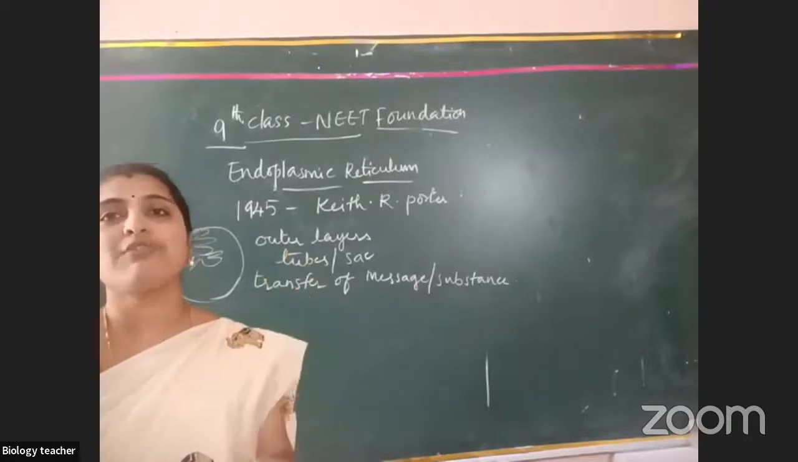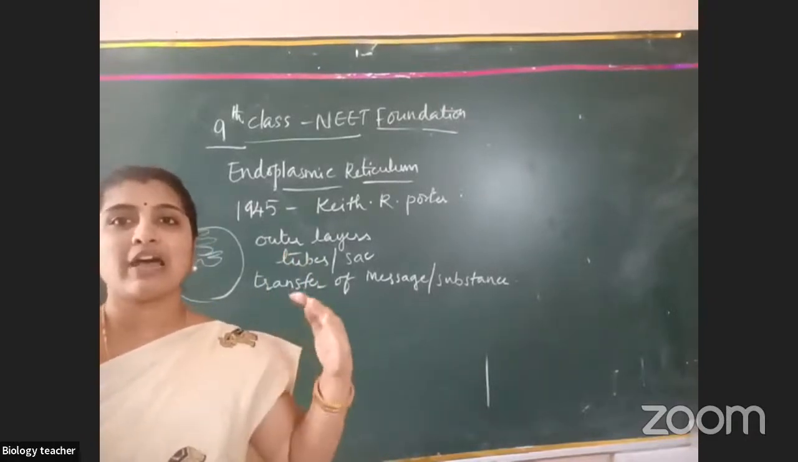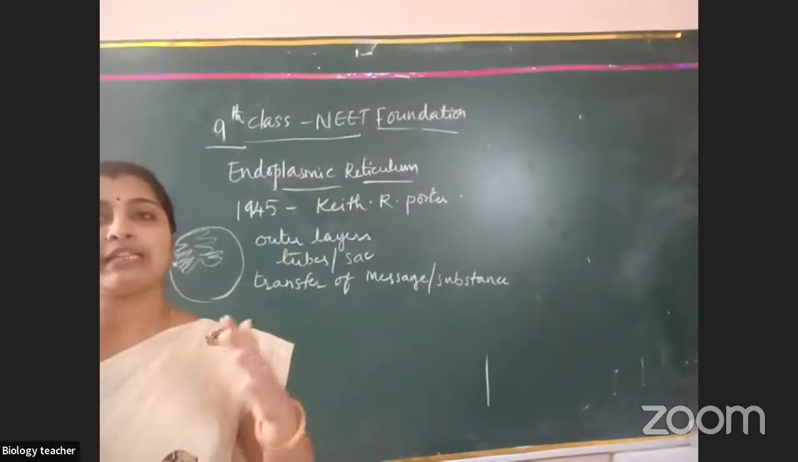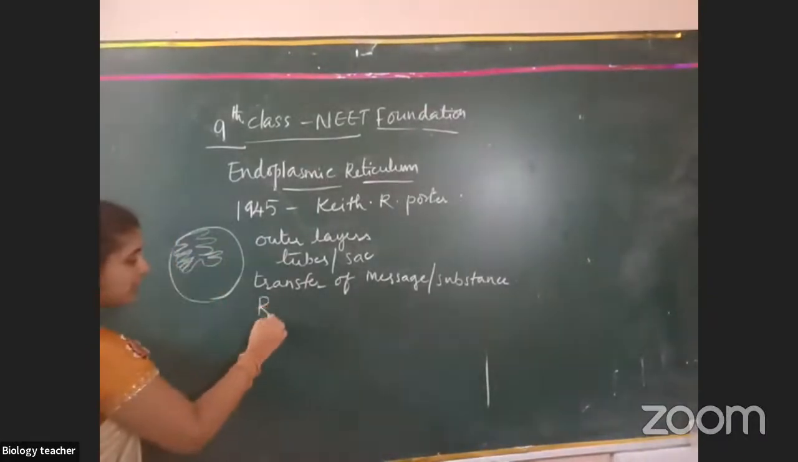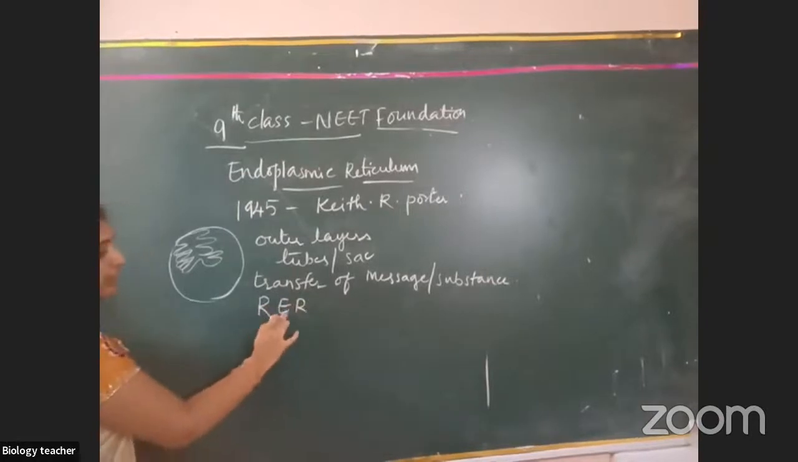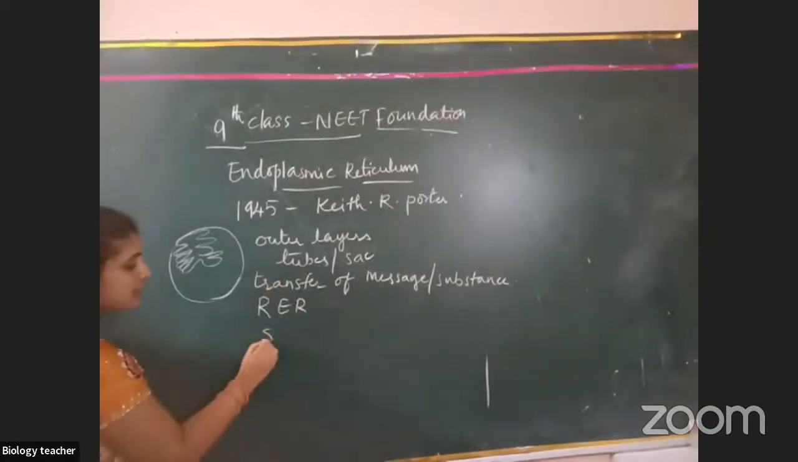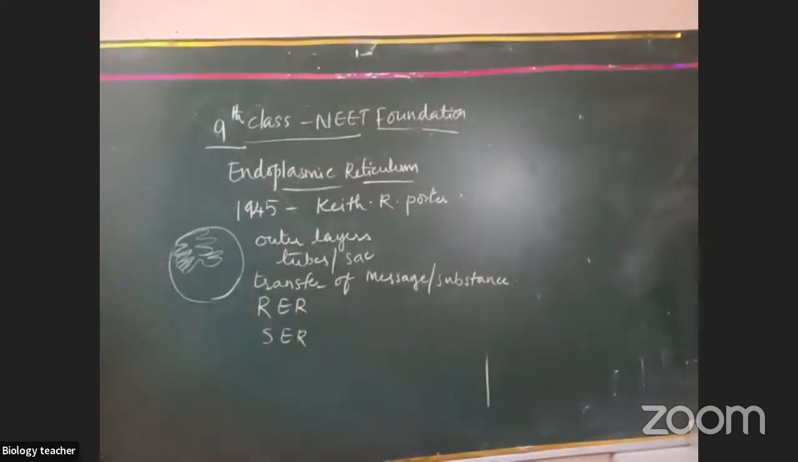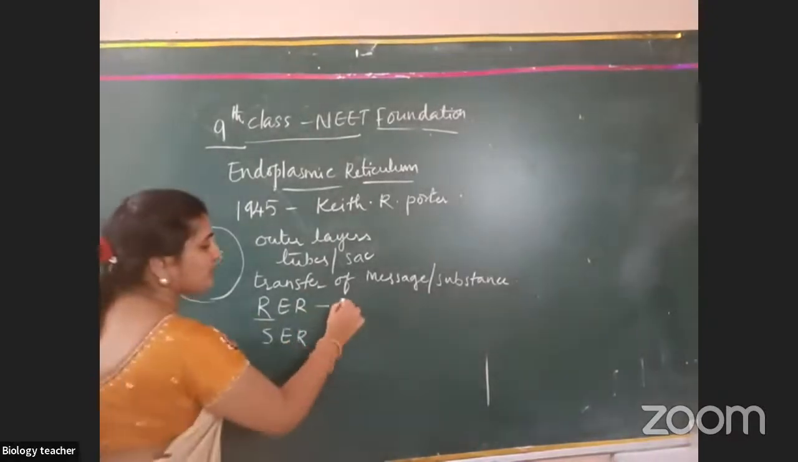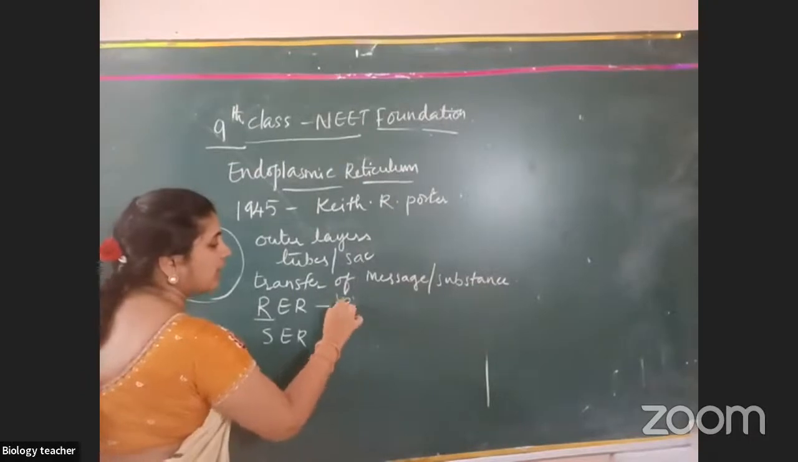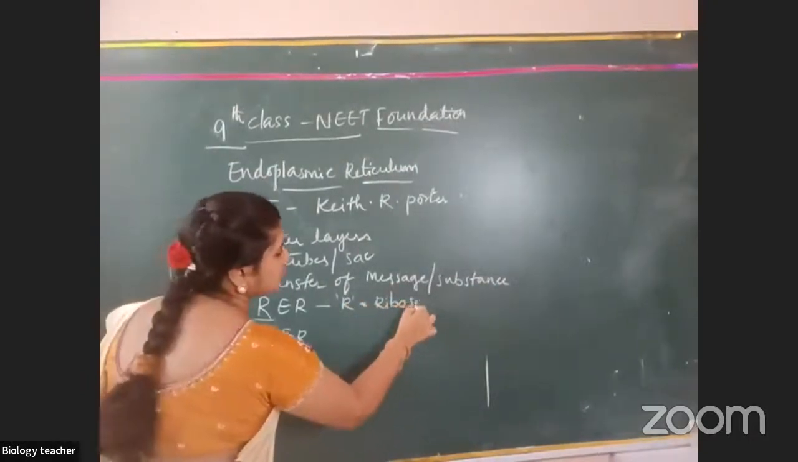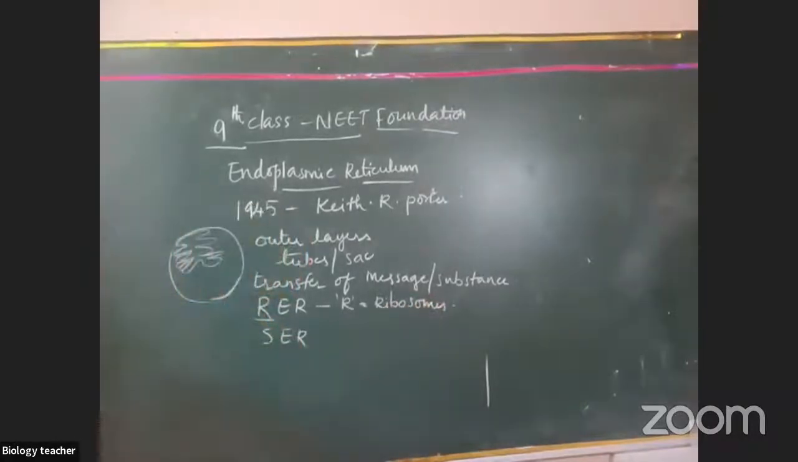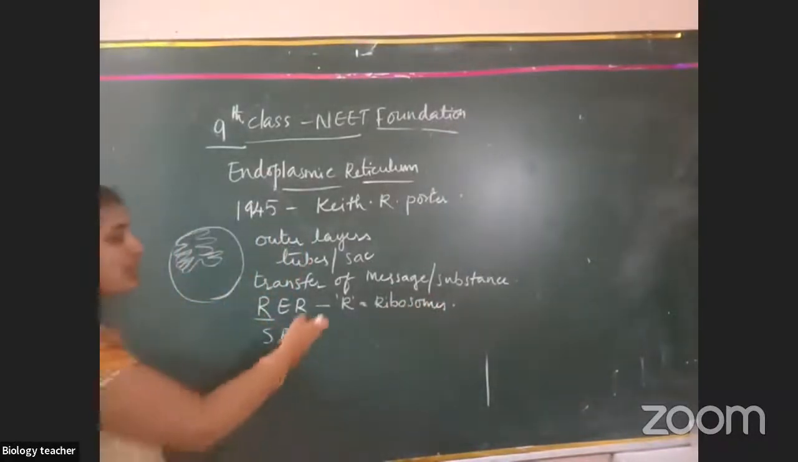Endoplasmic reticulum is of two types. One is rough endoplasmic reticulum, RER, and another one is smooth endoplasmic reticulum, SER. Rough means what is present? Round structures. What are those? Ribosomes.